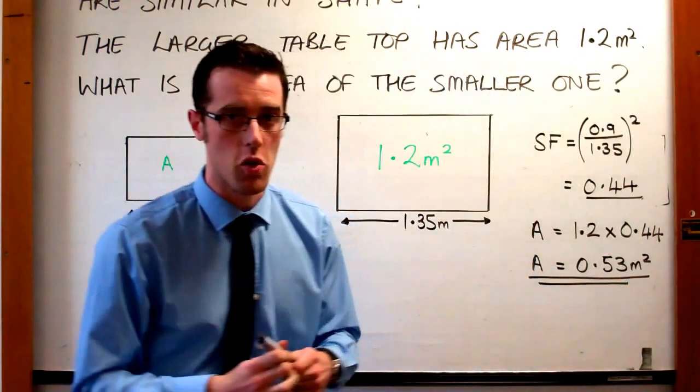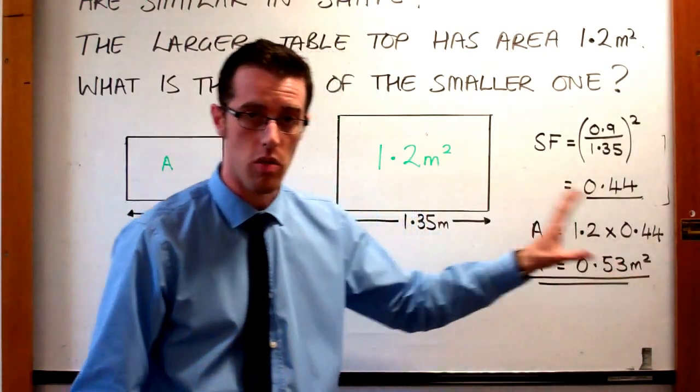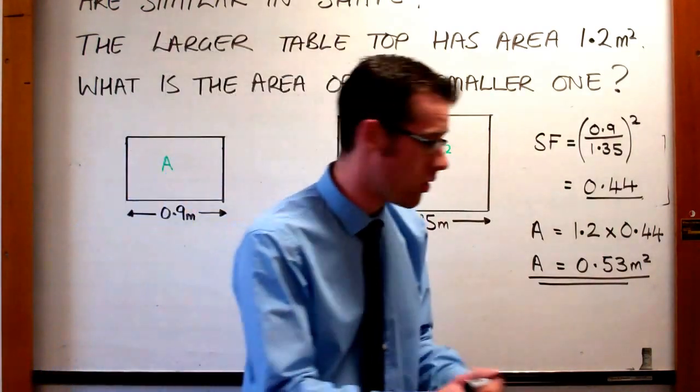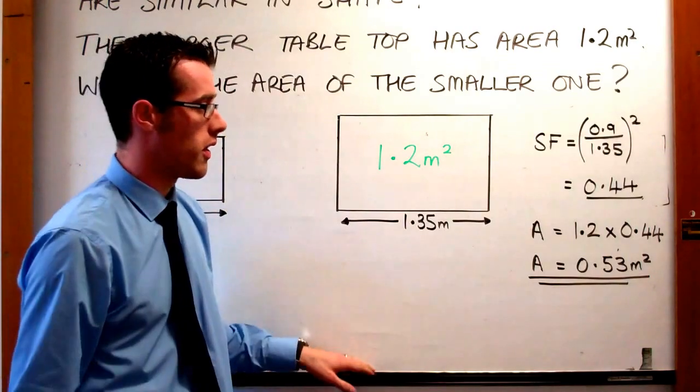And remember, that's in metres squared, and I have rounded it. Okay, again I've rounded to two decimal places, so that's fine, right? But we should remember that the answer is 0.53 recurring. If you wanted to, you could put a little dot above the 3 to show that that's recurring there, alright?